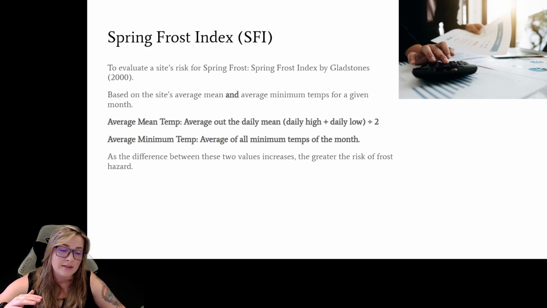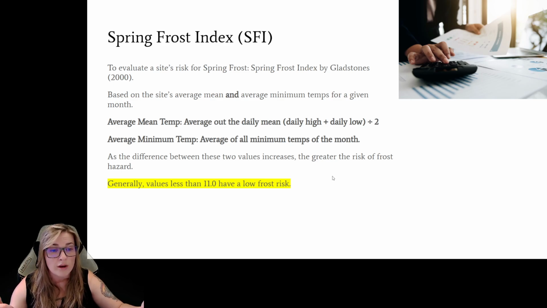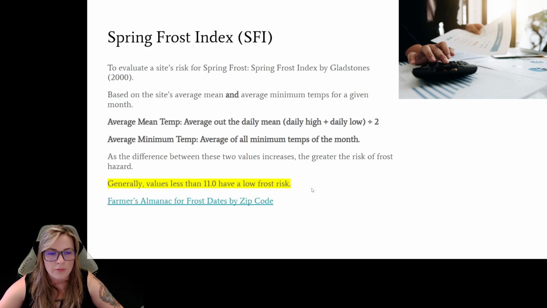Because if your mean temperature is high, that means your grapevines are growing most likely, because you have those warm days and cool nights. But then if your minimum temperature stays low, you're going to have the risk of damaging that new growth. So it does make sense. Generally speaking, values less than 11 have a low frost risk. So a difference greater than 11, then you would start worrying. Cool. And we also have the Farmer's Almanac for frost dates by zip code, which is kind of helpful too. So you can use that.